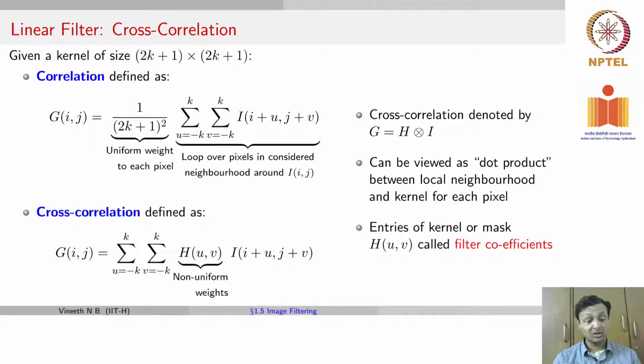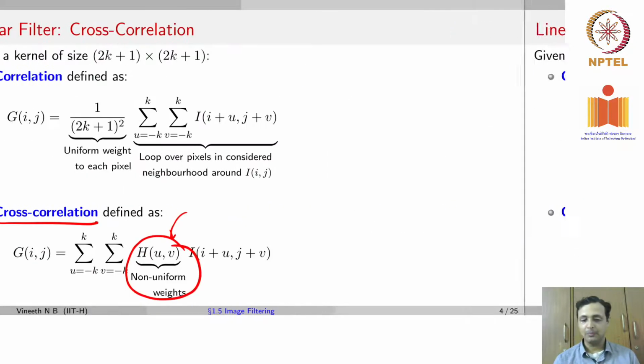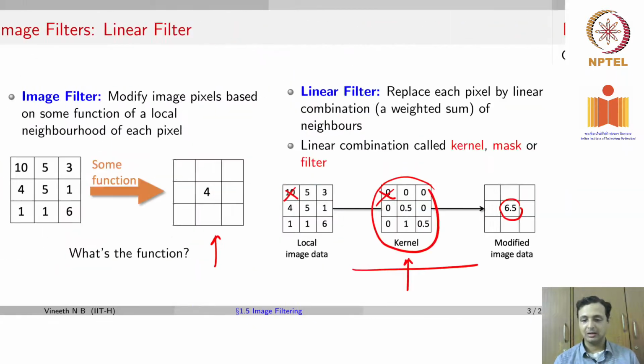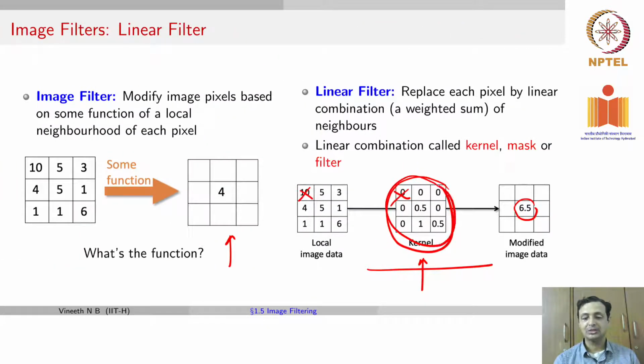So cross correlation is formally denoted by G equals h cross I. As I already mentioned, it can be viewed as a dot product between the local neighborhood and the kernel or the filter or the mask for that particular pixel. The entries of the kernel or the mask or the filter are called the filter coefficients. So on the previous slide, the example that we saw, let's go back. These values in this kernel are called the filter coefficients.